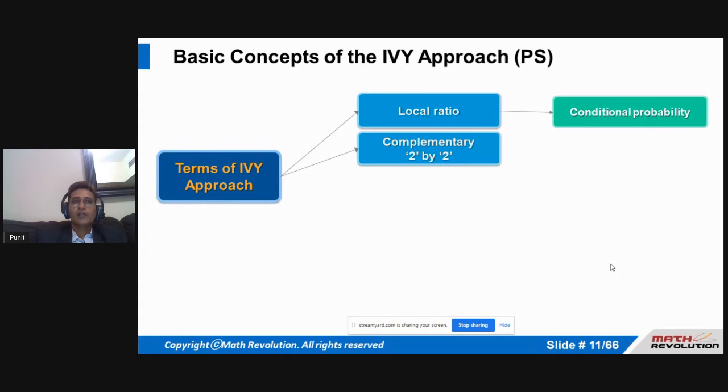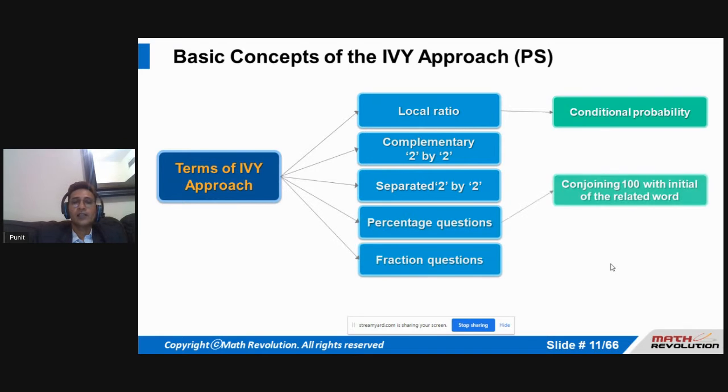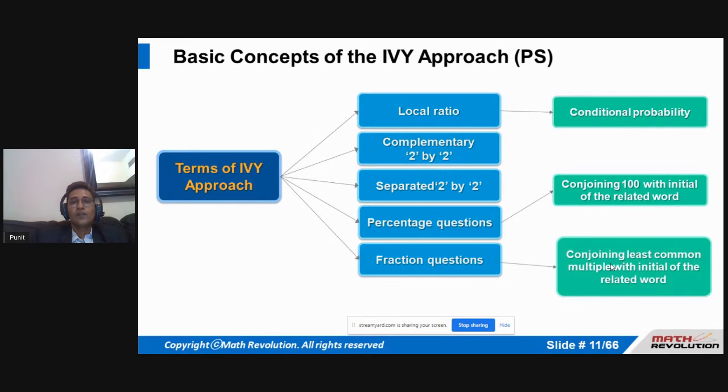Complementary 2 by 2 is a term. Separated 2 by 2 is a term. Then we have percentages questions. Then we have fraction questions. And so this is how the IV approach looks like.